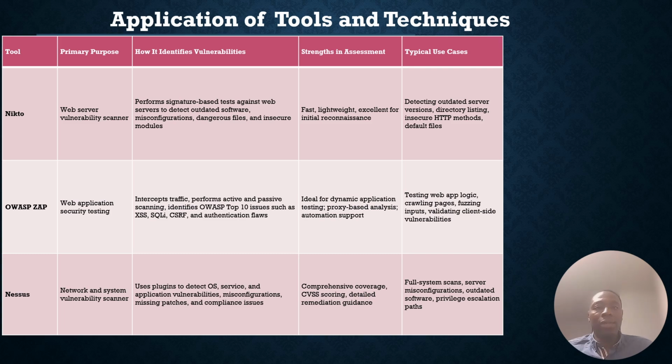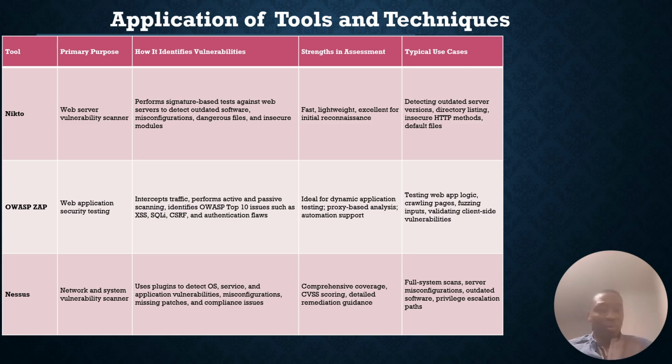This slide highlights how three major security tools, Nikto, OWASP, and Nessus, work together to provide a layered vulnerability assessment. Nikto focuses on web server weaknesses, quickly identifying outdated versions, misconfiguration, and exposed directories. OWASP targets the application layer, detecting issues aligned with the OWASP top 10, such as cross-site scripting, SQL injection, and cross-site request forgery through both passive and active scanning.